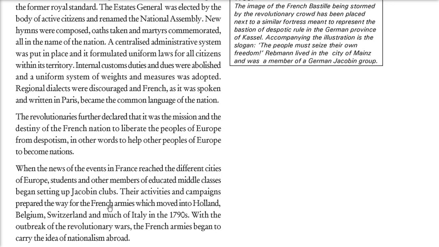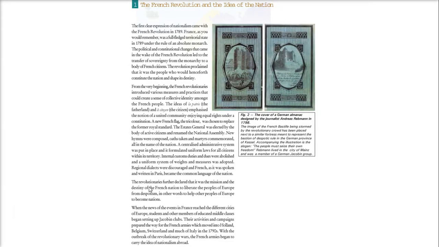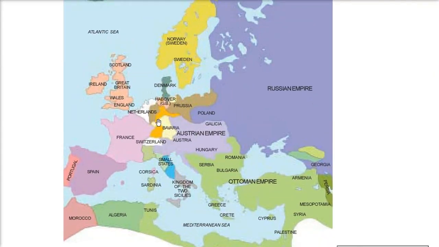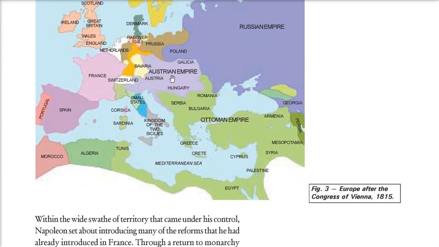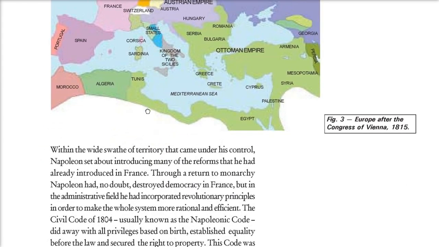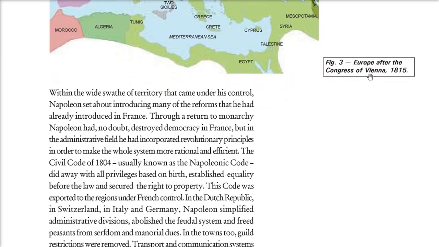And what did the French armies do? They moved to Holland, Belgium, Switzerland, and much of Italy in the 1790s. And this was the Revolutionary War. The French armies tried to carry the idea of nationalism to different regions near it. These are the countries which are near it. So I'll show you a picture which we will revisit, the Europe after the Congress of Vienna, 1815. We'll talk about this in a short while.